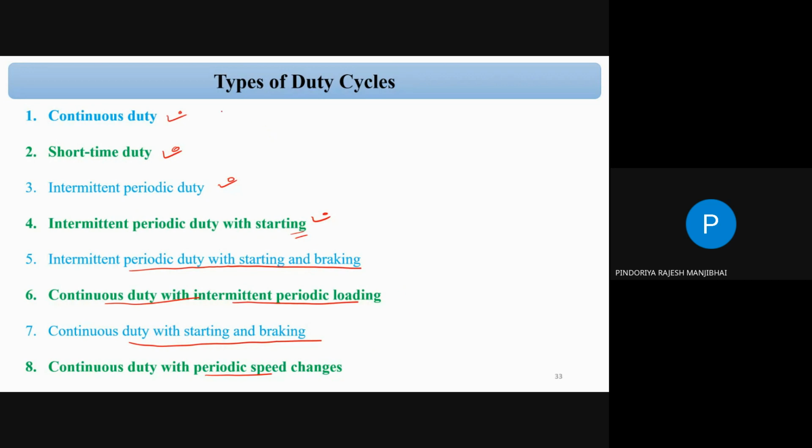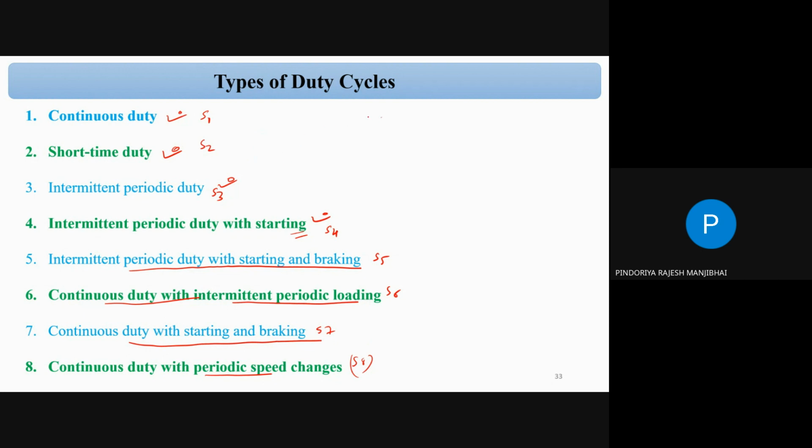So we can say this is S1, this is S2, S3, S4, S5, S6, S7, and S8. Most of the time, the standard designers and the industry mention S1 type motor, S2 type motor, S3 type motor. And this standard is as per IEC.